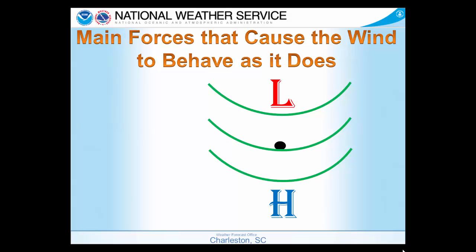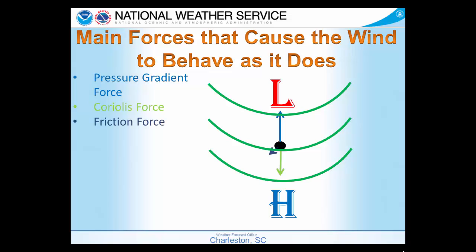In this schematic, H represents high pressure, L represents low pressure, and the curved green arcs are what we call isobars, lines of constant pressure. One of the main forces that cause air to begin to move is the pressure gradient force, which goes from higher to lower pressure. Now, to oppose that force is something called a Coriolis force. The Coriolis force exists because the Earth rotates, so it acts in the opposite direction of the pressure gradient force.